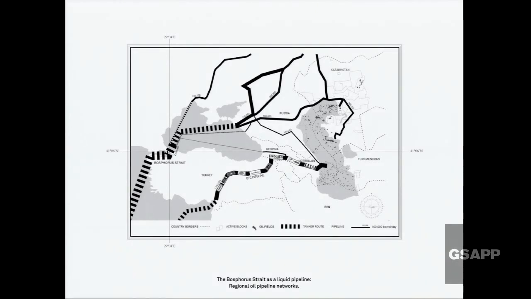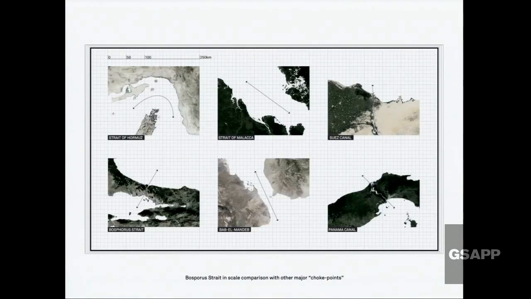After the collapse of the Soviet Union and the opening of the Caspian oil reserves in the 90s, the strait became one of the six busiest oil shipping choke points in the world, along with the Suez Canal, Straits of Malacca, Bab el-Mandeb, the Straits of Hormuz, and Straits of Dover. Compared to the other trade routes, however, here you see the Bosphorus right there. You can compare the scale of it.